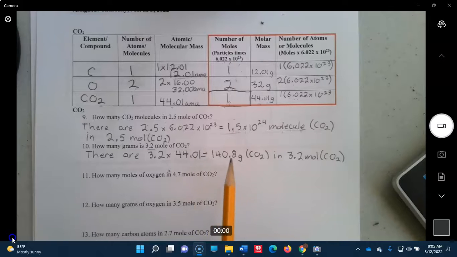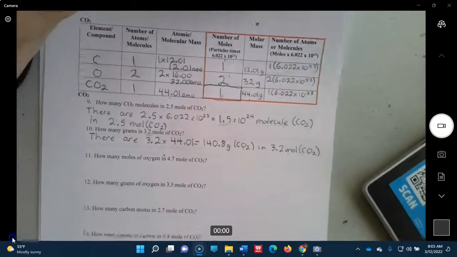I'm just arbitrarily going to that many digits. I usually like to just go to one place after the decimal, even though significant figures says the answer should only be 2 significant figures. I'm not going to worry about significant figures here. So there's 140.8 grams of CO2 in 3.2 moles of CO2. All right, let's keep going.